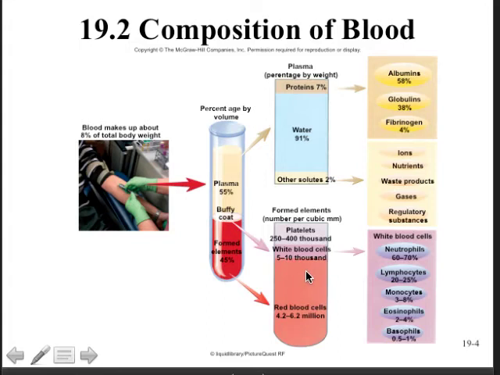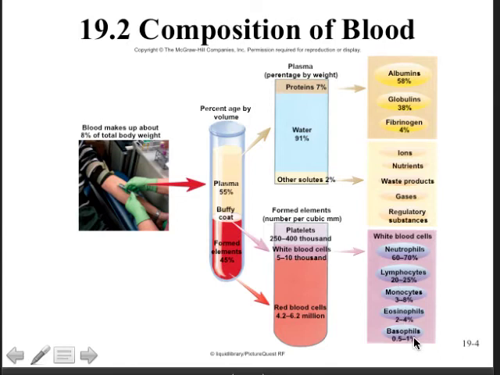If we look at the buffy coat, we find white blood cells, and we also find platelets. And if we look at the white blood cells, we see that there are about 60% neutrophils, about 25% lymphocytes, about 3 to 8% monocytes, 3 to 4% eosinophils, and then the basophils bring up the rear at about 1%. And what do the white blood cells do? They defend us against disease.